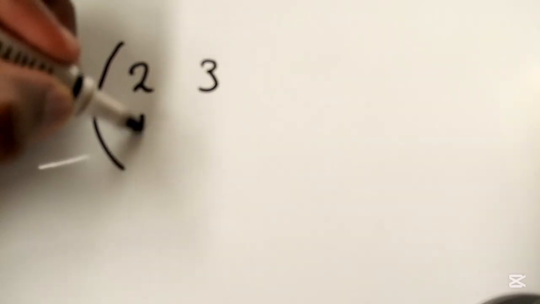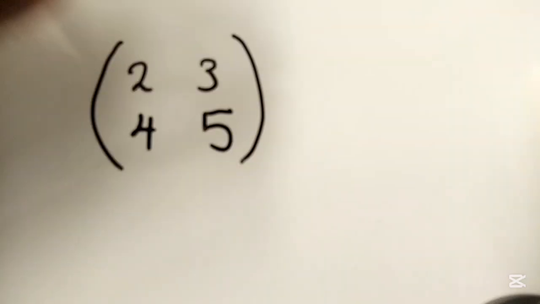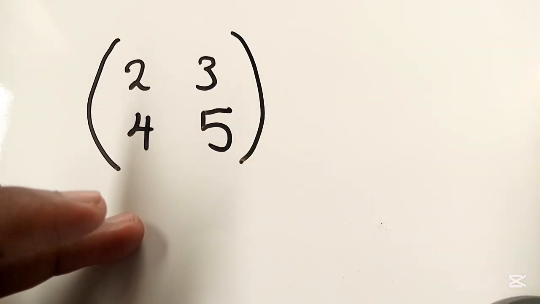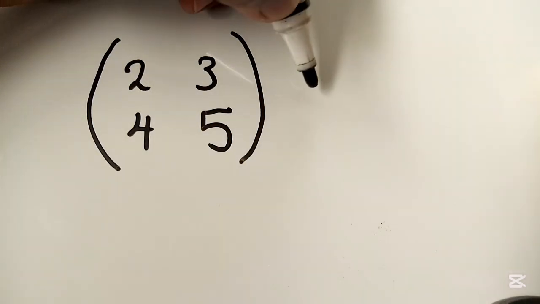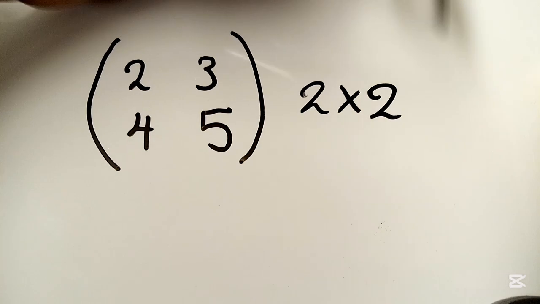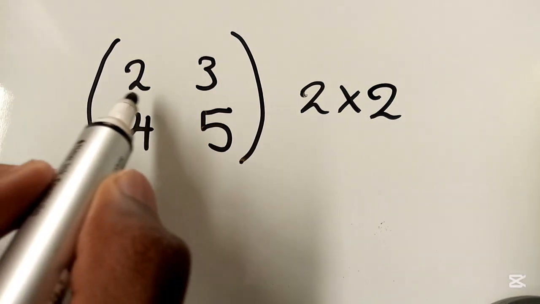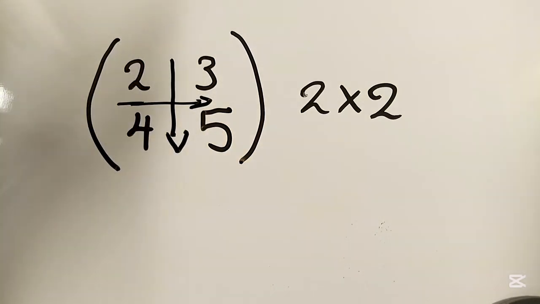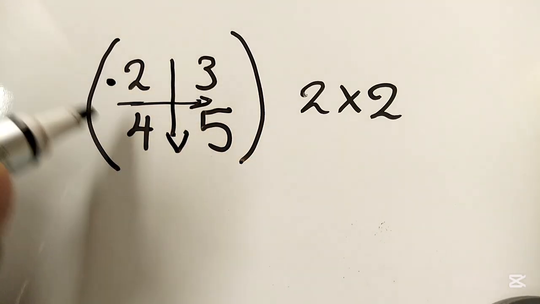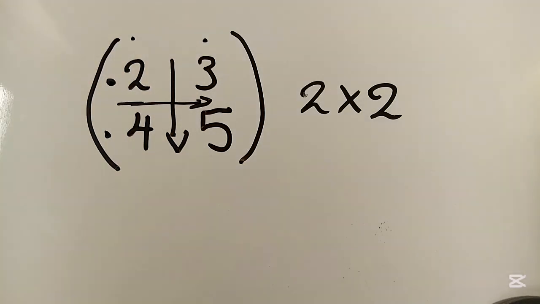So when we talk about matrices, we usually talk about something in this structure. Let's say we have 2, 3, 4, and 5. This is a matrix. This is simply a 2 by 2 matrix. What do we mean by 2 by 2? We mean row by column. So this is the row and this is the column. We have two rows and two columns. Therefore, we call it a 2 by 2 matrix.